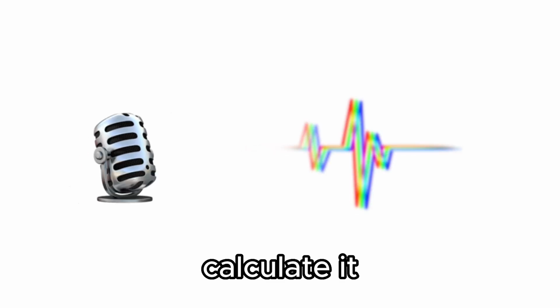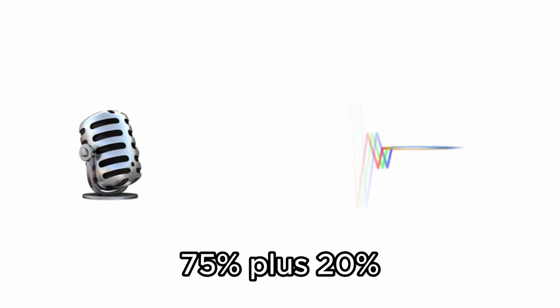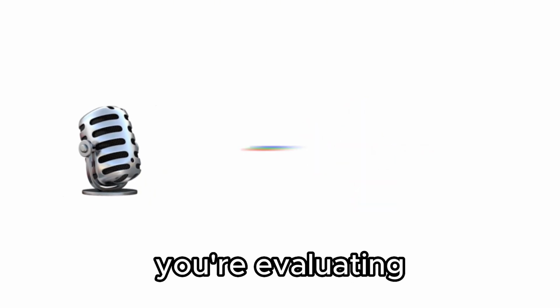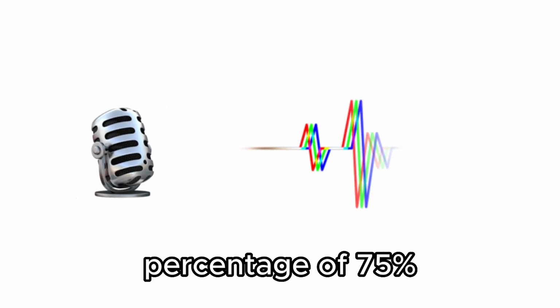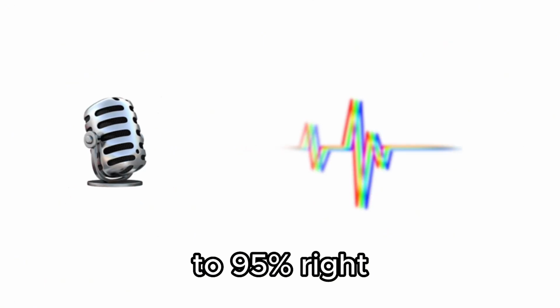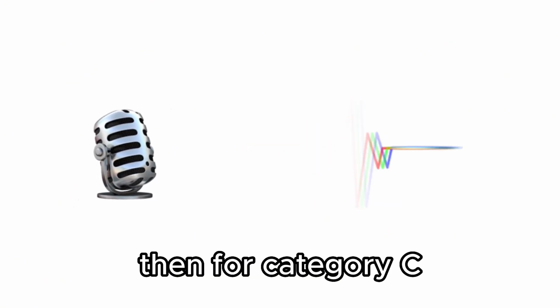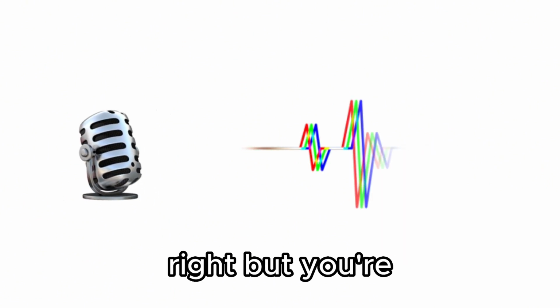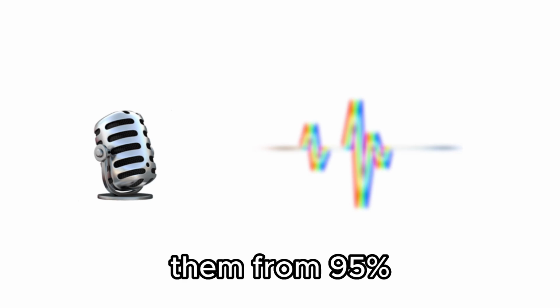But the way you calculate it is by saying 75% plus 20%. So basically you're evaluating items that have a cumulative percentage of 75% to 95%, right? Then for category C, they make up 0 to 5% of the item value percentage, right? But you're going to evaluate them from 95% to 100%.